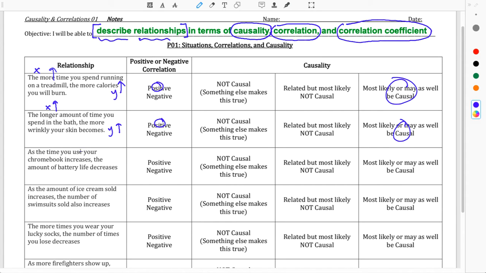As the time you use your Chromebook increases, the amount of battery life decreases. So as the time, which is x, increases, the amount of battery life decreases. So as x increases, y decreases. This is a negative relationship. And using your Chromebook causes the battery to go down, so that's causal. The amount of time you spend in the bath may as well cause the skin to get wrinkly.